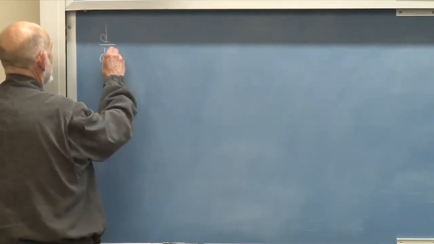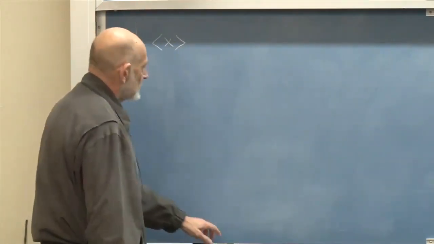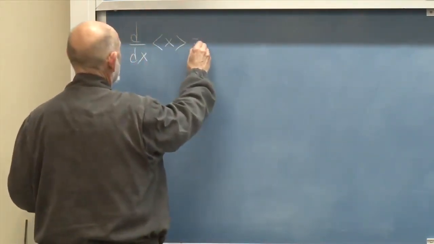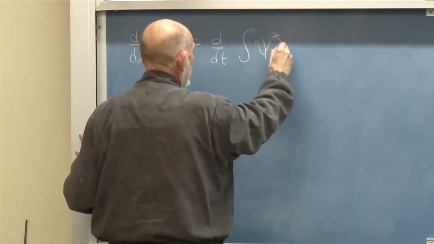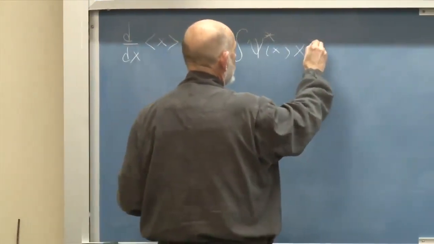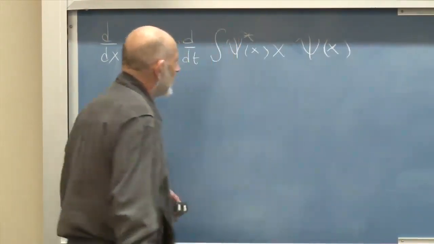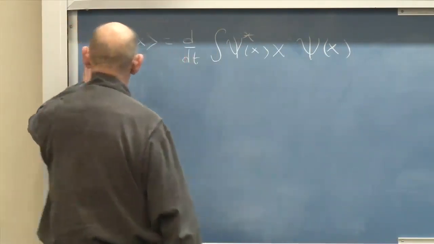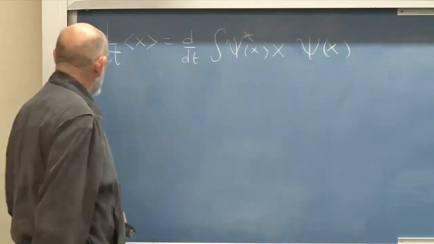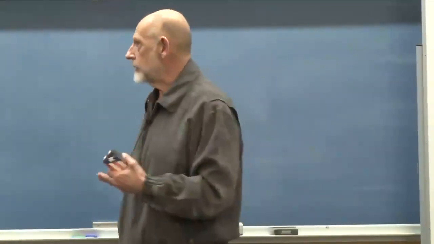All right, so let's start with x. Let's see if we can calculate d by dt of the expectation value of x. And that, of course, is d by dt of the integral psi star of x, x, psi of x. The d by dt is, in other words, the velocity of the center of the wave packet. That's all this is. It's the velocity of the center of the wave packet.